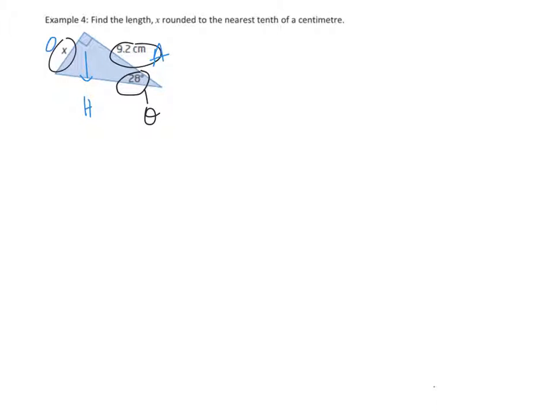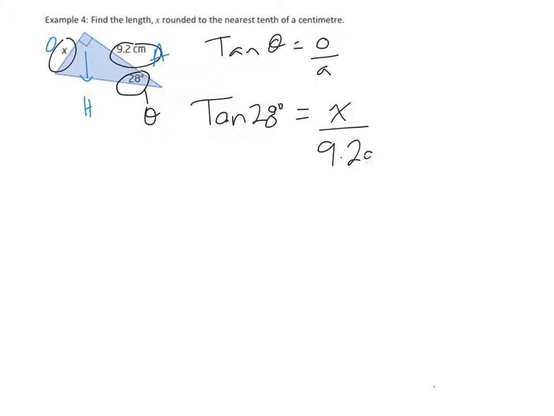So what you've got to think in your head is, which one of the trig ratios, when your angle of reference is where it's located, uses the opposite and adjacent? And again, that's the tan ratio. So what you'd write now is tan of theta equals opposite over adjacent, which equals tan of 28 degrees, so that's our angle of reference, equals opposite, which is x, over adjacent, which is 9.2 centimeters. So we have to solve for x.